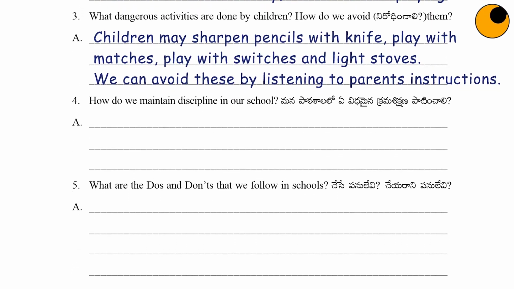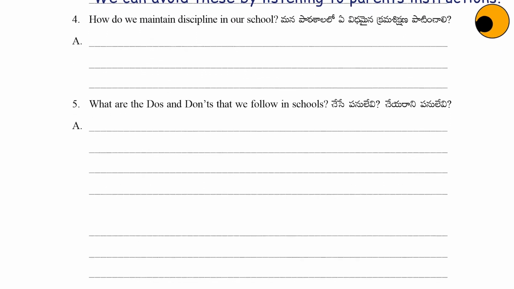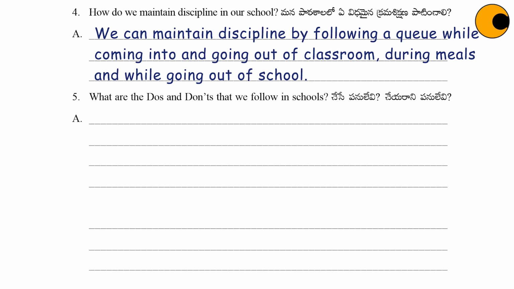How do we maintain discipline in our school? We can maintain discipline by following a cue while coming into and going out of classroom, during meals, and while going out of school.